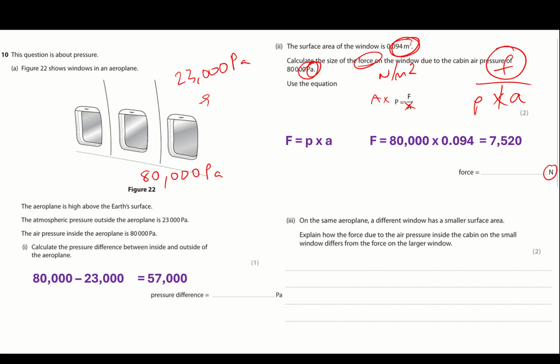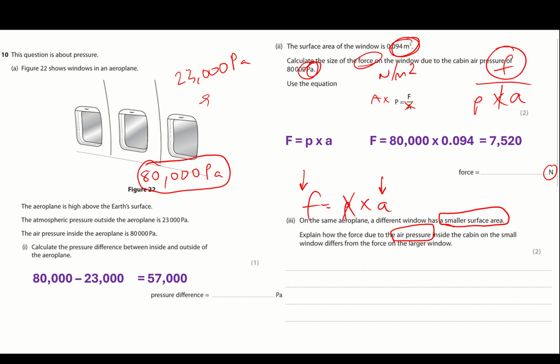On the same aeroplane, a different window has a smaller surface area. Explain how the force due to air pressure inside the cabin differs. Well, the air pressure is going to be the same. We're not going to change the pressure inside the plane. So if we now look at this, we know F equals P times A. If this is staying the same, if I was to reduce the area, it's going to reduce the force. That's why small windows are used in things like submersibles. Small windows are better than big windows.